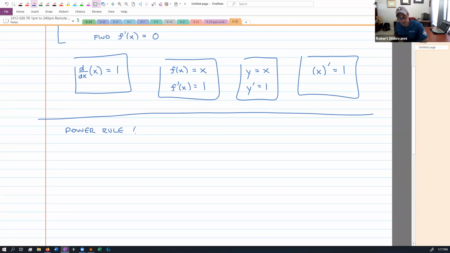Now I will add one thing to this for differentiation. This is the rule we use when we're trying to take the derivative of x raised to a power. In Cal 2, there's another power rule for when you're trying to do the antiderivative of a function. We'll learn that rule at the very end of class. But this is the power rule for differentiation.